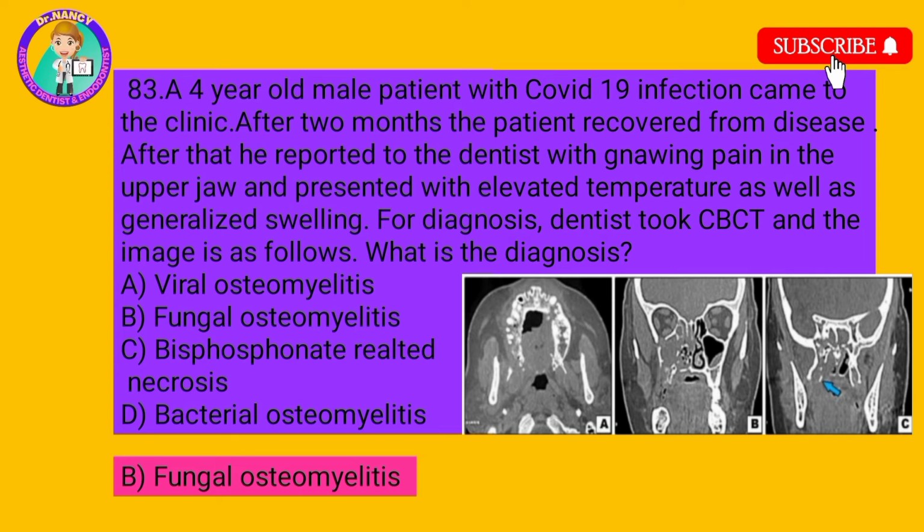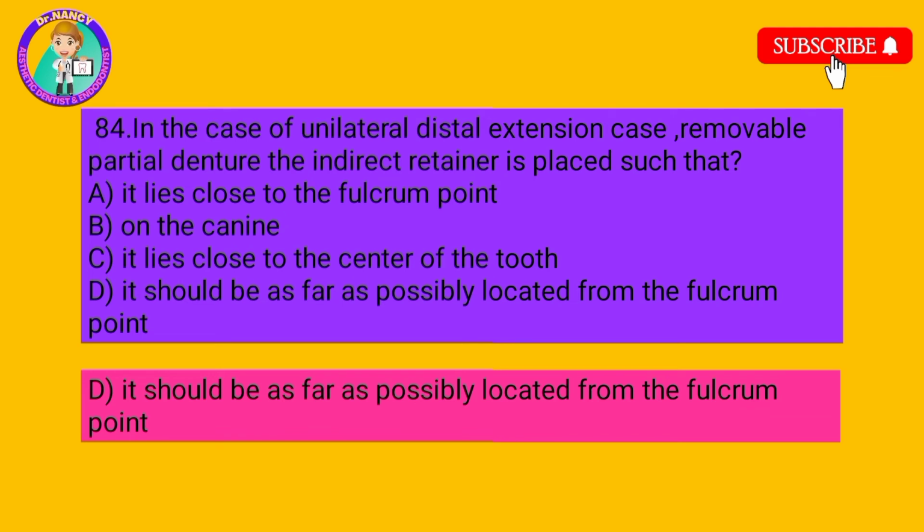A 4-year-old male patient with COVID-19 infection came to the clinic. After 2 months, the patient recovered from the disease. After that, he reported to the dentist with gnawing pain in the upper jaw and presented with elevated temperature as well as generalized swelling. For diagnosis, dentist took CBCT and the image is as follows. What is the diagnosis? Viral osteomyelitis, fungal osteomyelitis, bisphosphonate related necrosis, bacterial osteomyelitis. Answer: fungal osteomyelitis.